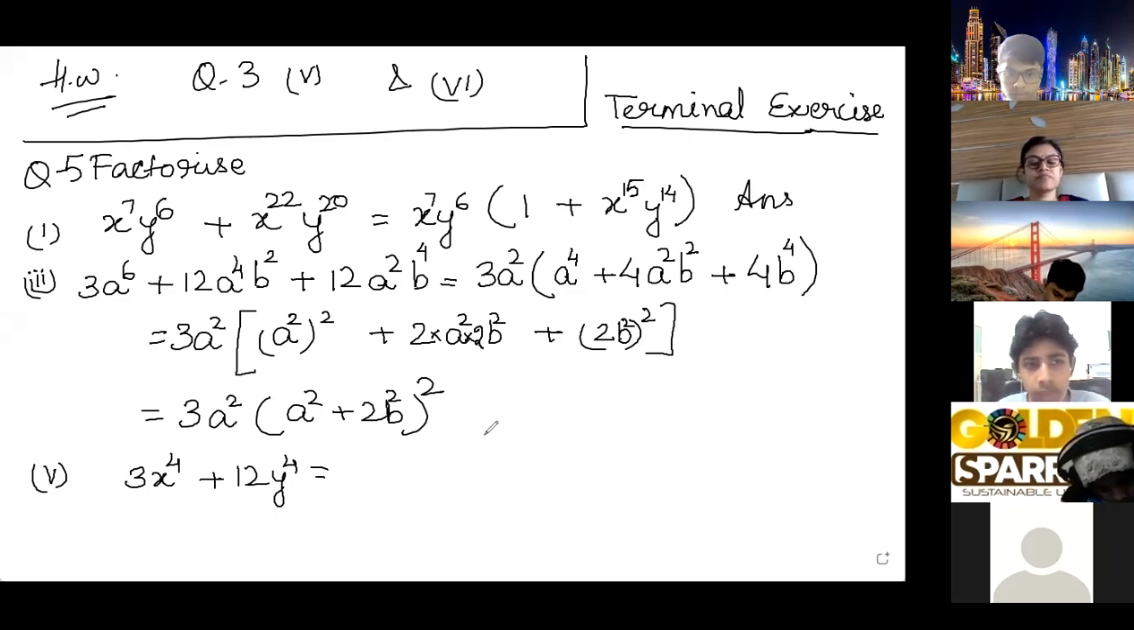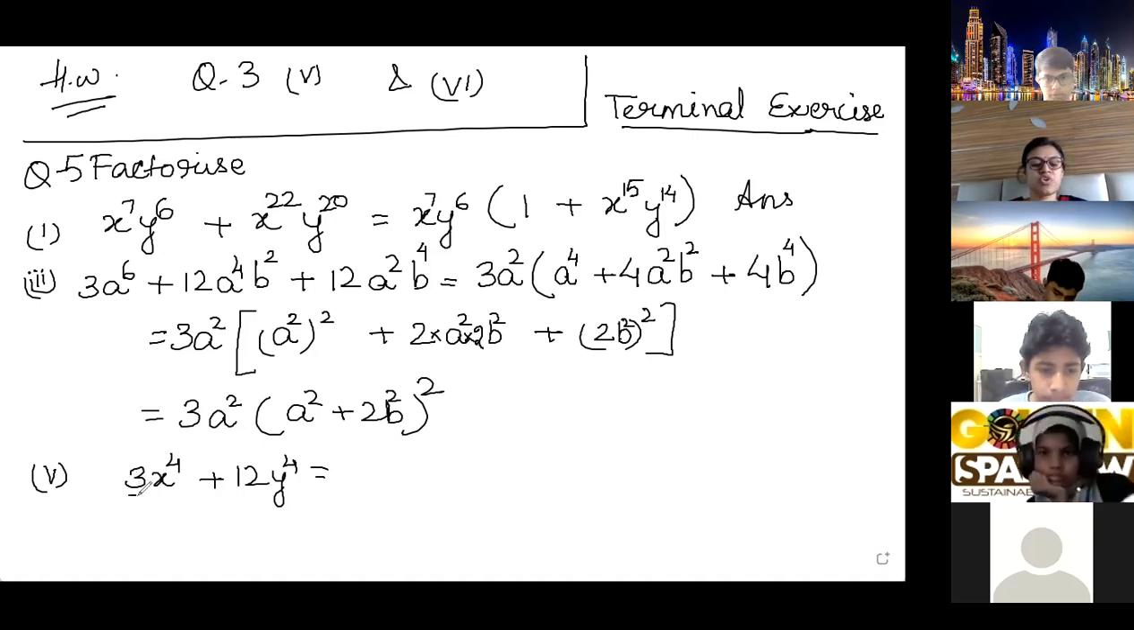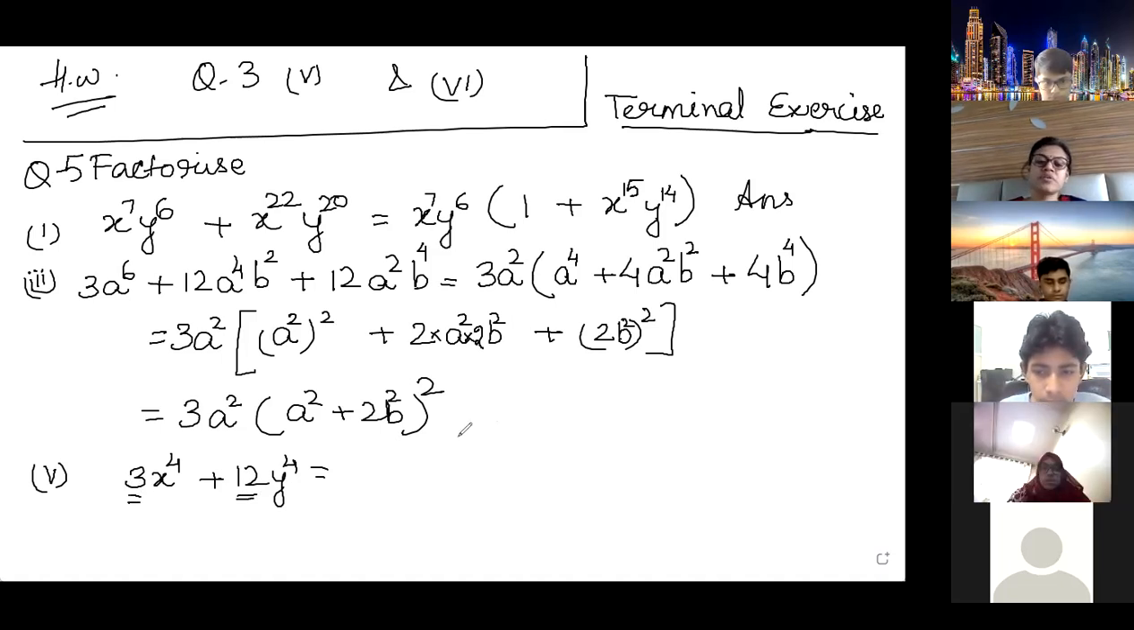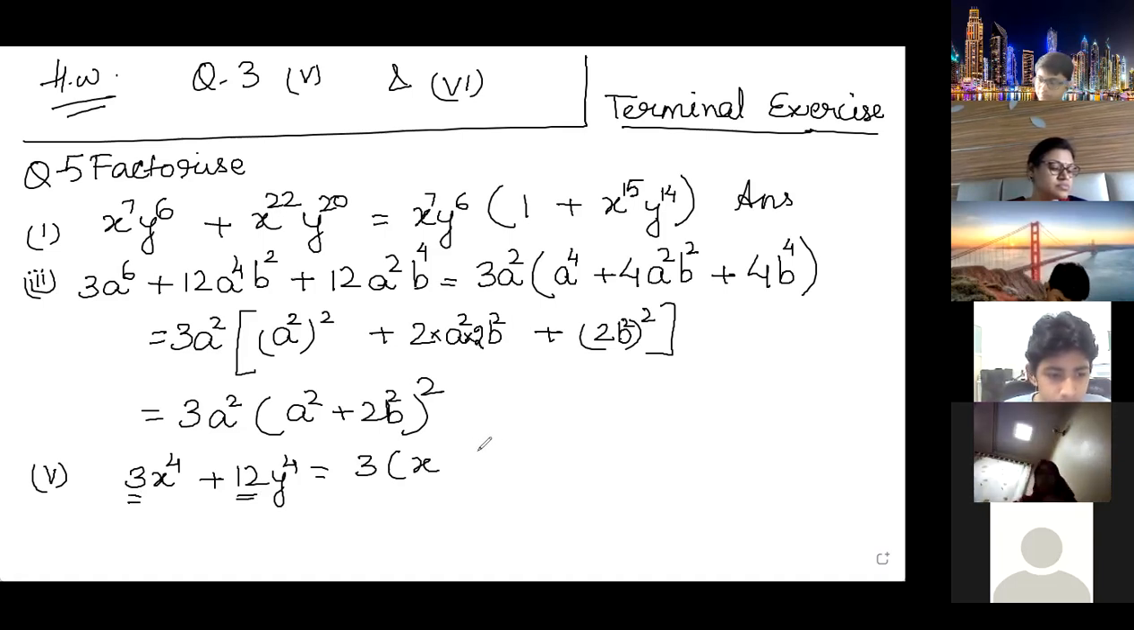Observe this. 3 and 12. What can you do? We'll take out 3, okay? Common 3. What are we left with? x raised to 4 plus 4y raised to 4.